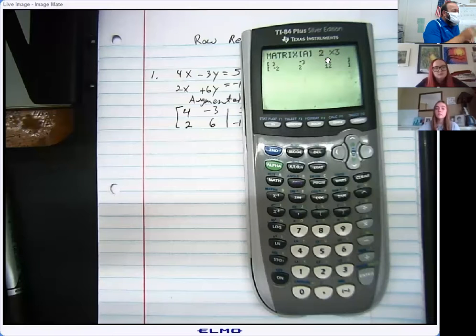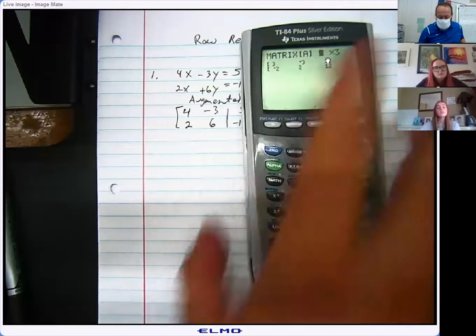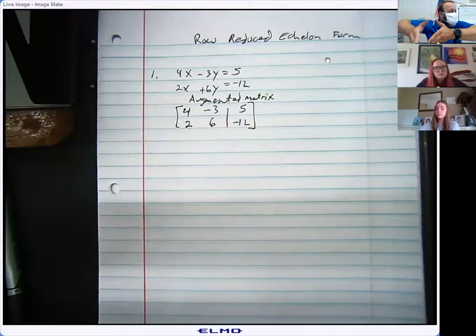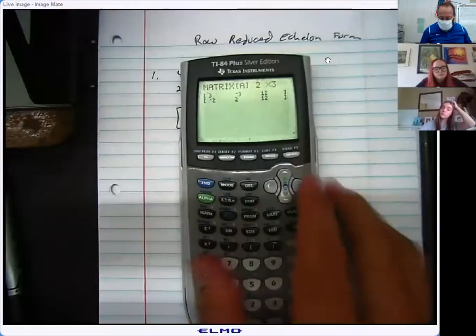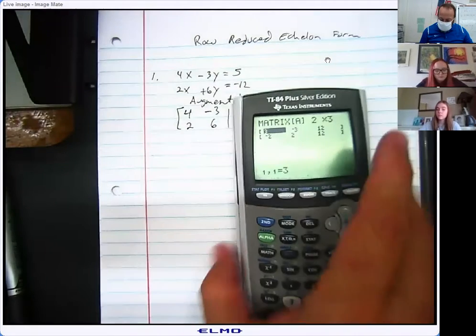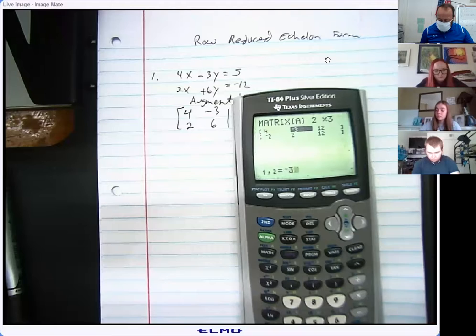It almost doesn't exist. But I bring it up because how many rows does this problem have? Two. And how many columns does it have? So what we want to do is we want to tell it we have two rows, we have three columns. My values are four, negative three, and five.